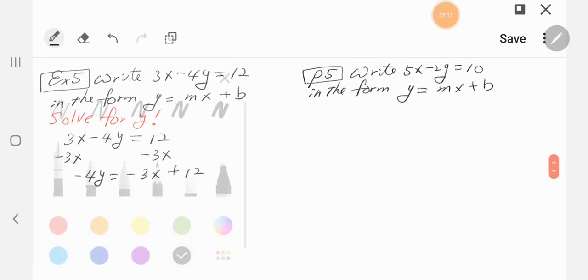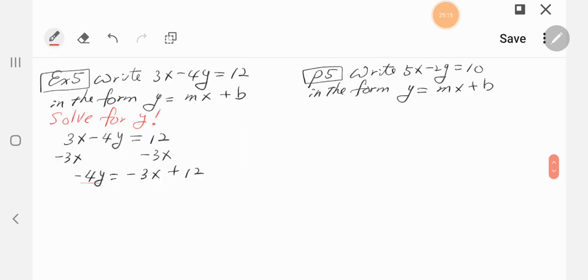And then we will divide each side by what? We need to get rid of this negative 4, right? So we will divide each side by negative 4. That means divide each term by negative 4. So we will divide everything by negative 4.